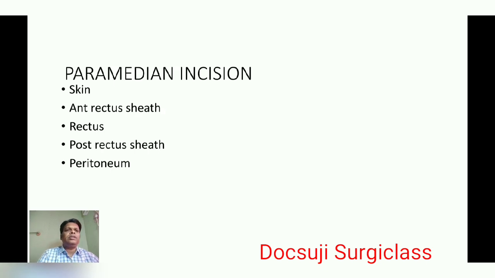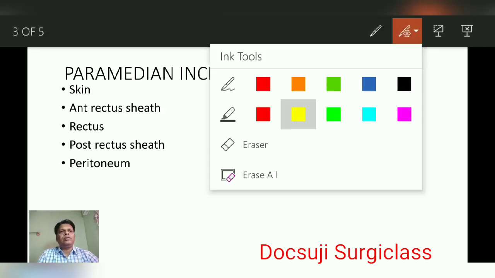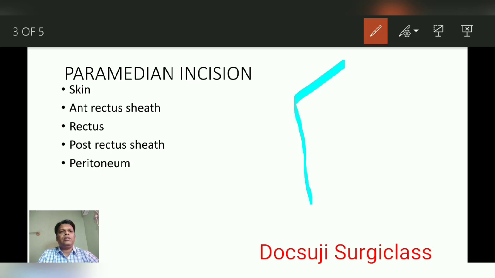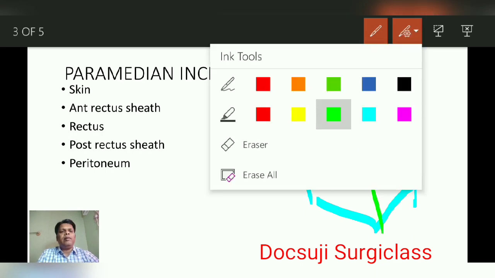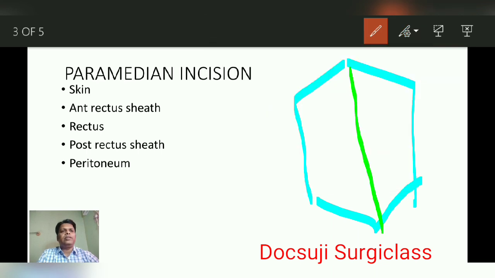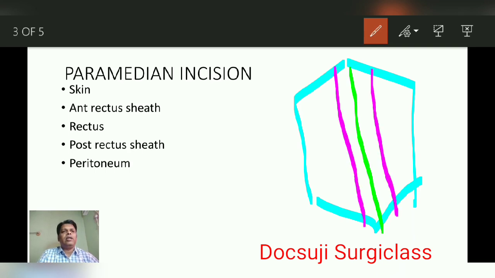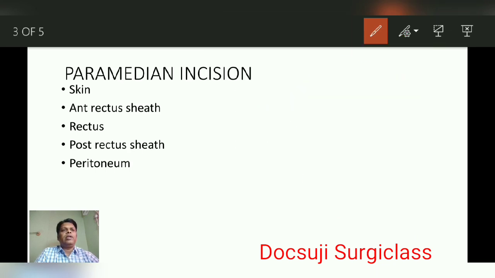What is a paramedian incision? First, this is the abdomen and this is the midline. A right paramedian or left paramedian incision is an incision you put 2.5 centimeter lateral and parallel to the midline. This is called a paramedian incision. So how will you put this incision? I will show another picture.